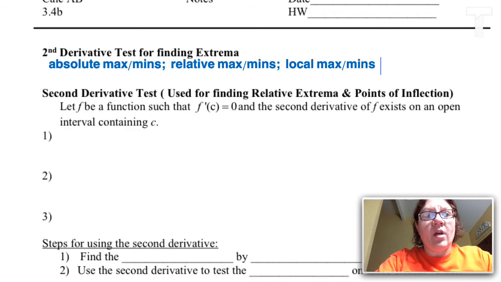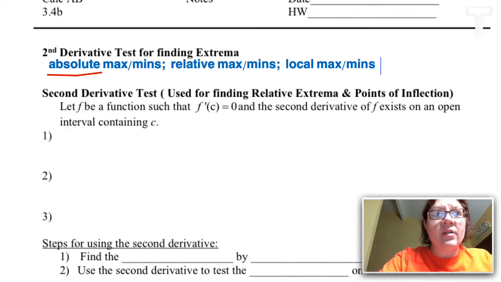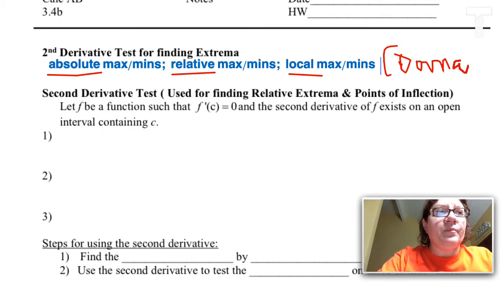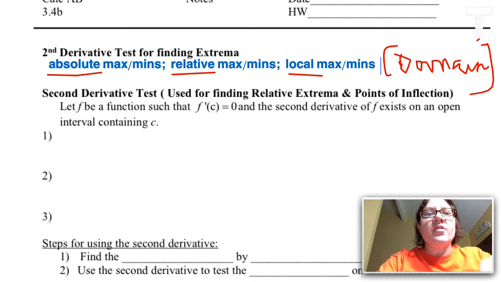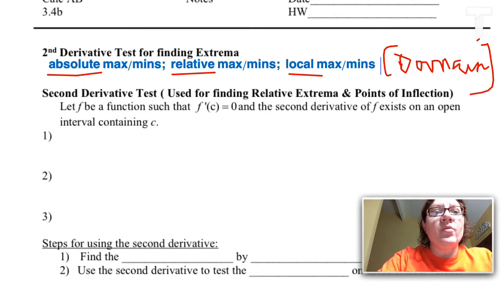And of course, we can talk about them in terms of where they are in the graph. Some of them are the absolute max and mins. Collectively, we tend to use loosely relative or local, meaning it's within a specified domain set. So, some steps that we want to do with this whole second derivative.